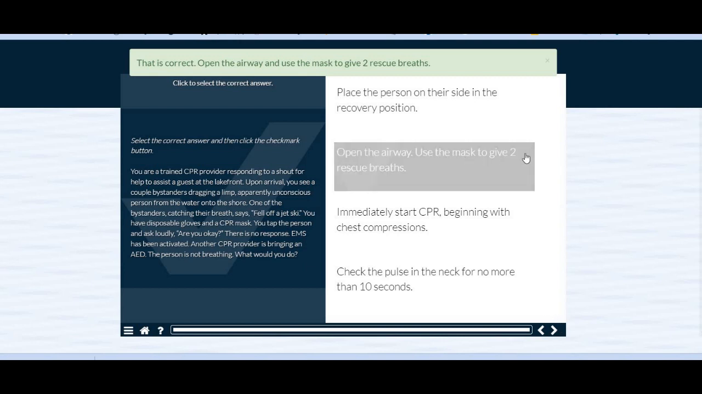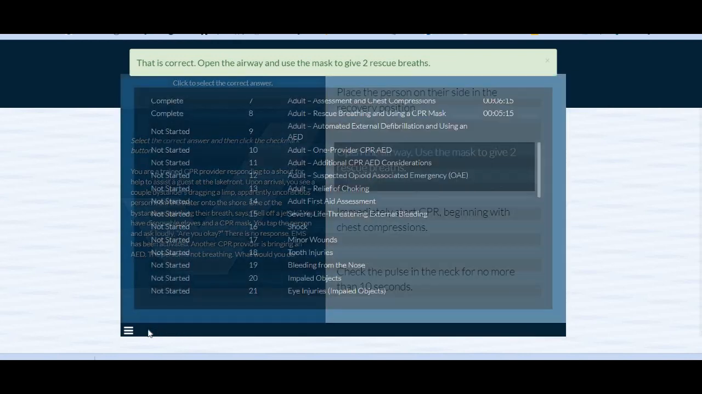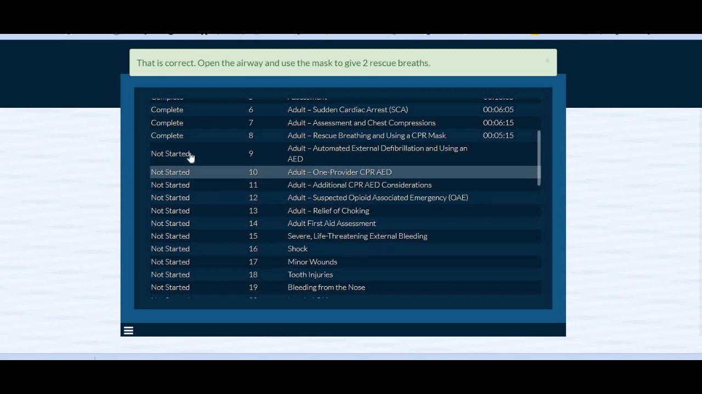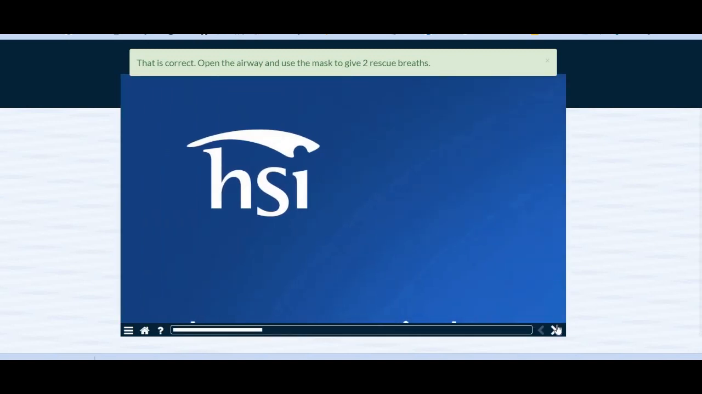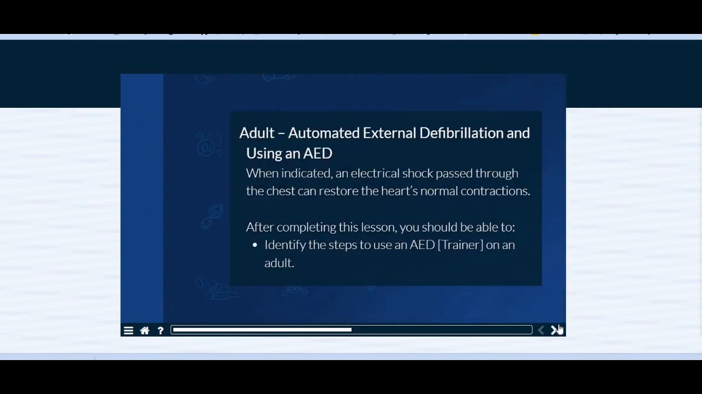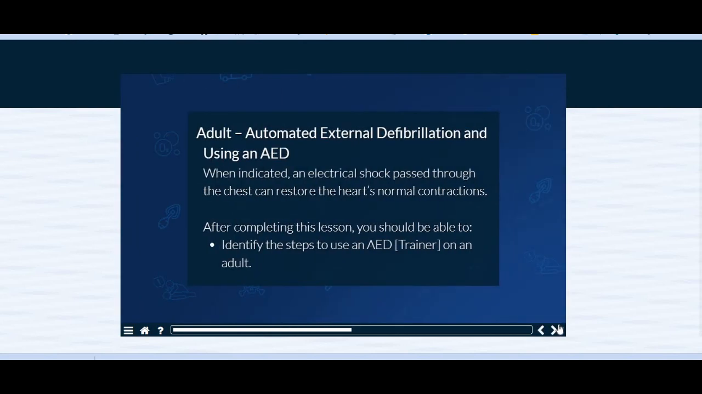So you open the airway and use the mask to give 2 rescue breaths. When indicated, an electrical shock passed through the chest can restore the heart's normal contractions. After completing this lesson, you should be able to identify the steps to use an AED trainer on an adult.